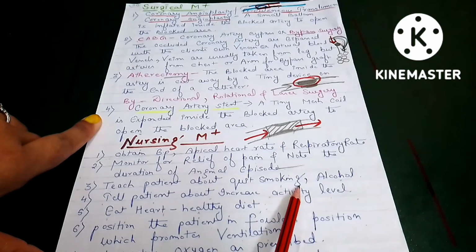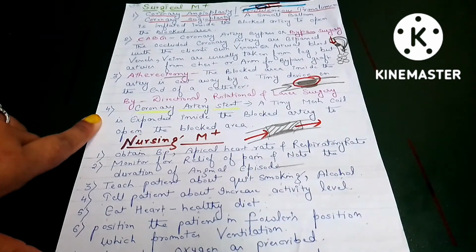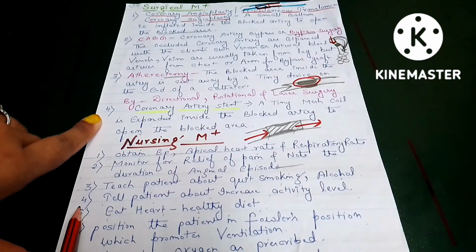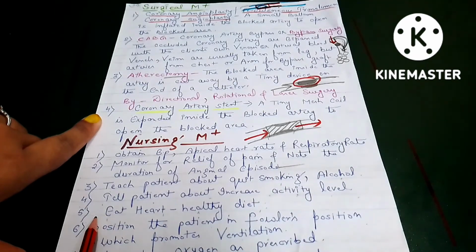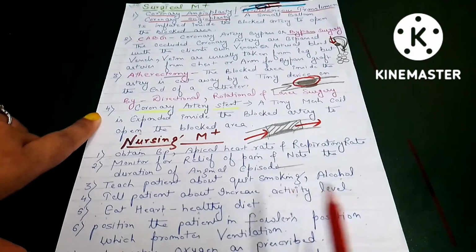Teach the patient about quitting smoking. As a nurse, you can guide the patient to quit all the bad habits like smoking, alcohol and tobacco, everything. Next is to tell the patient about an increased activity level. If the patient is obese, has high triglyceride and cholesterol levels, has a sedentary lifestyle, we can teach him about a lifestyle which is very active. Okay, next, give the patient a heart healthy diet, in which you can guide the patient to have green leafy vegetables with a lot of water and some good amounts of cereals you can include in his diet.